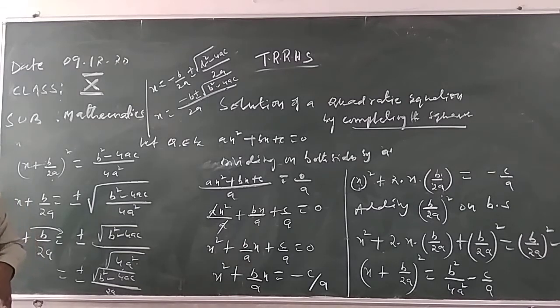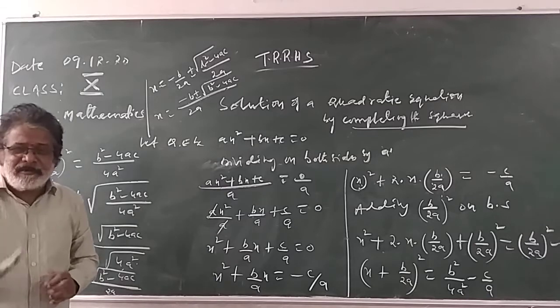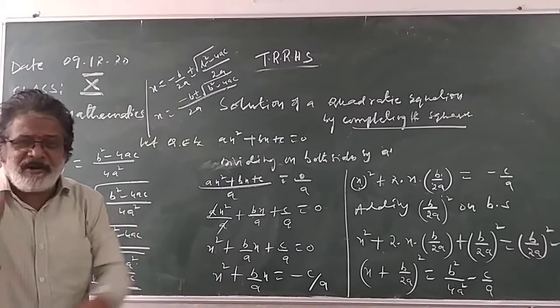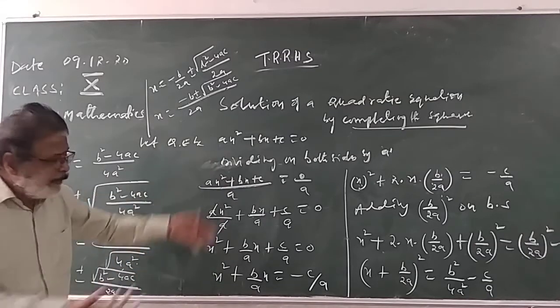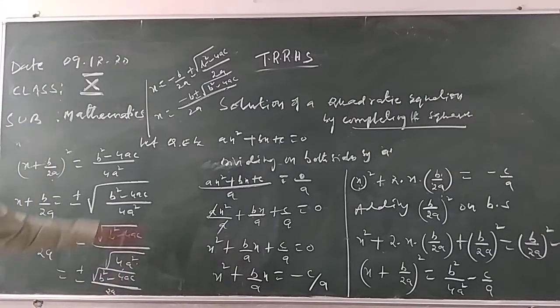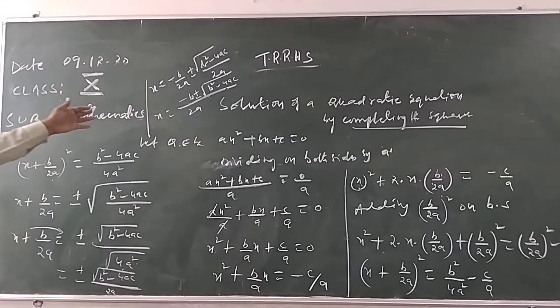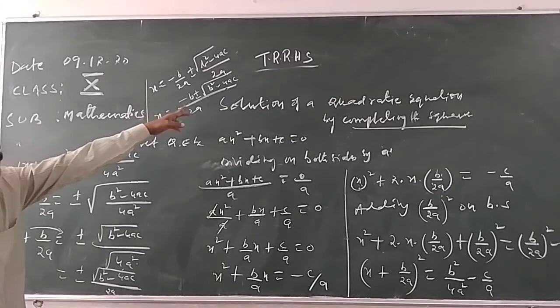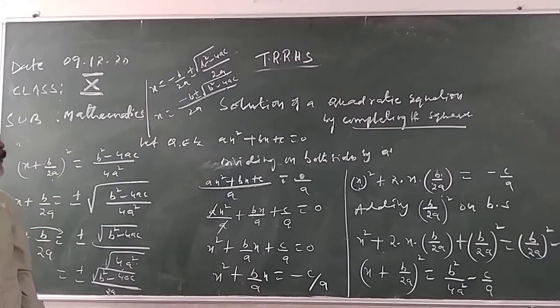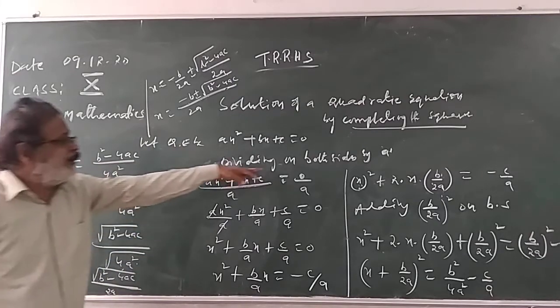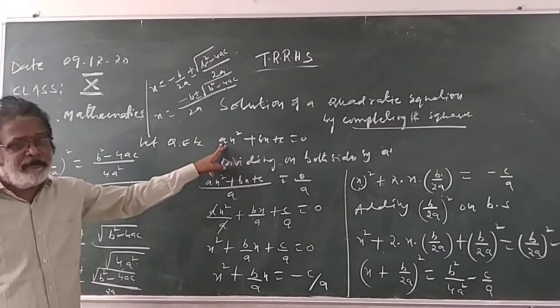Okay, by completing the square, we got the roots formula. Completing the square means the given quadratic equation is not in the form of a perfect square, so I made it a perfect square. I solved this and at last we got the roots: x is equal to minus b plus or minus under root b square minus 4ac whole by 2a. First, what you have to do? Divide on both sides by whatever coefficient is there.